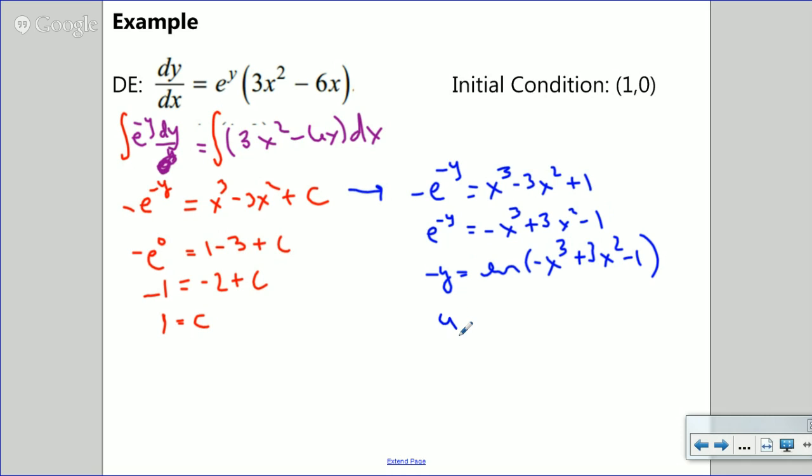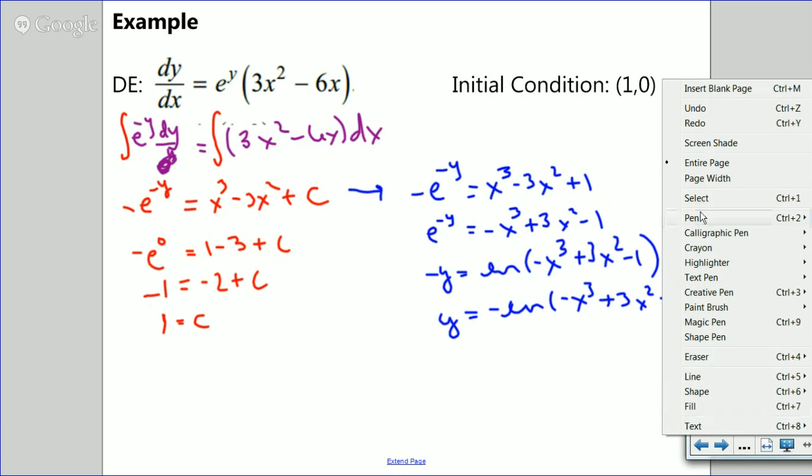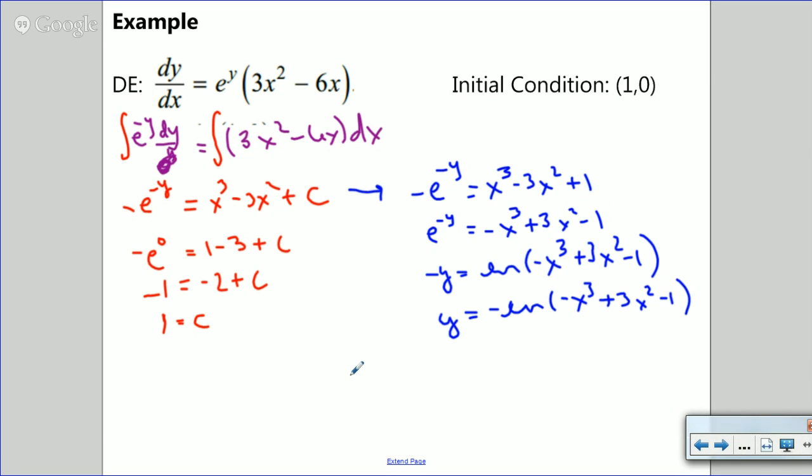And now what? Now just divide both sides by -1. Okay, are we done? Let's check our work. Okay, how do we check our work? We'll plug the initial condition into your final equation and see if you get a true statement. So does 0 equal -ln of -1 plus 3 minus 1?